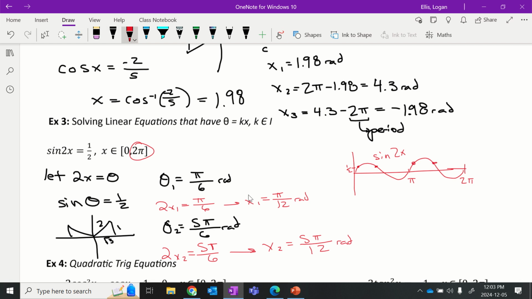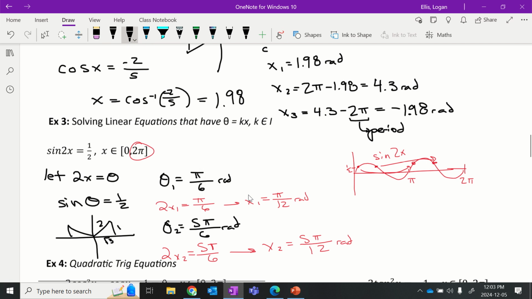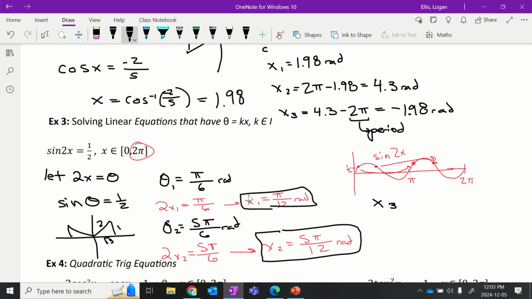And so all you do is, again, add the period, right? We know the period is pi here, so you are just going to add pi to both of those answers. It's not really letting me switch back to black here, but anyways. So x3, if this is the first x, this is the second x, is just adding pi to pi over 12. So pi plus pi over 12 is 13 pi over 12 rad, and x4 is pi plus 5 pi over 12, which is 17 pi over 12 rad.